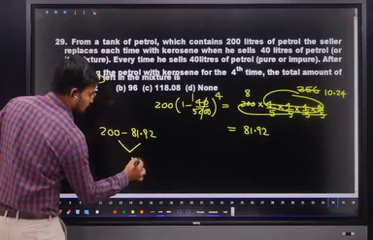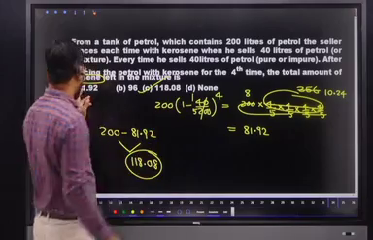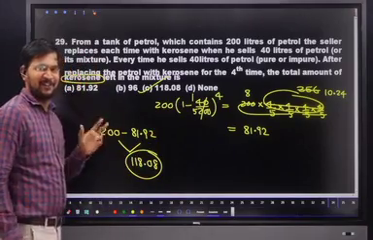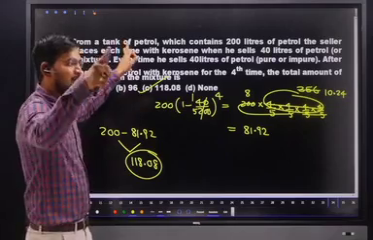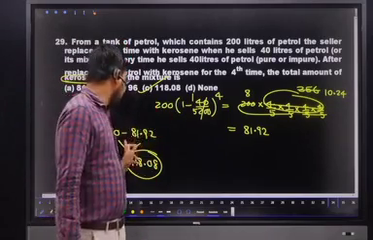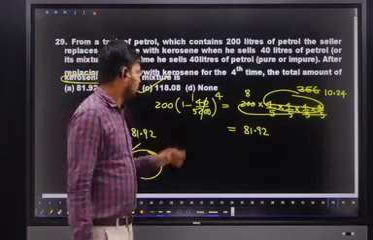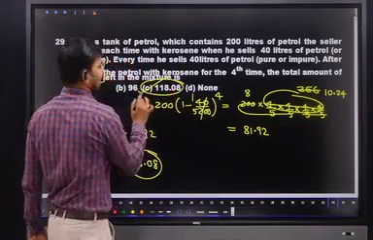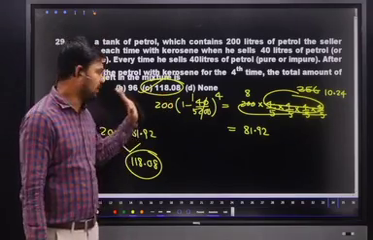So 118.08. So option C. Option A is also there, that is the reason I told. So here the original quantity is petrol, the replaced quantity is kerosene. That is the reason we have to find out 200 minus 81.92, that is our answer, 118.08. Therefore, the amount of kerosene left after the fourth attempt, your answer is 118.08. Option C is the right answer.